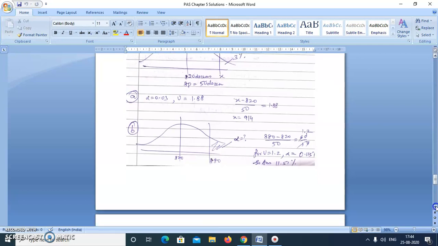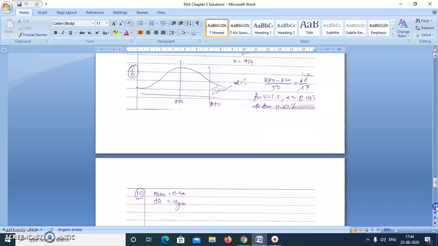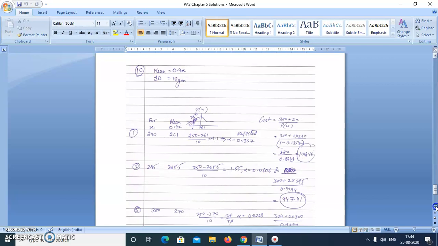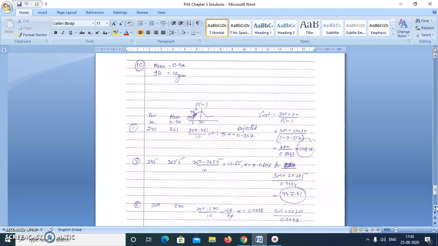Now we'll move to next question, question number 10. This is a long question, so listen carefully. Now in this question, a company makes knitted garments and any garment of mass less than 250 grams is rejected. It is known that when a mass of x grams of yarn is used in knitting, we get 0.9x grams of yarn in the finished garment, and a standard deviation is given as 10 grams.